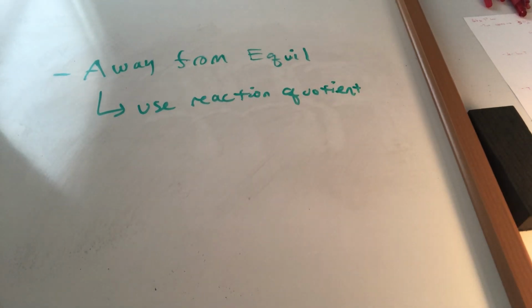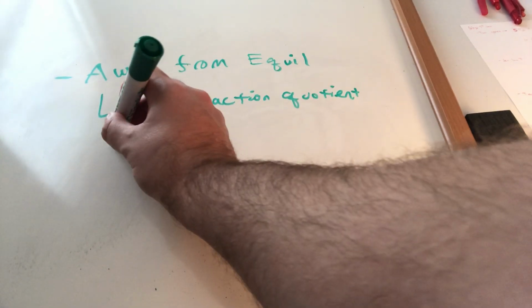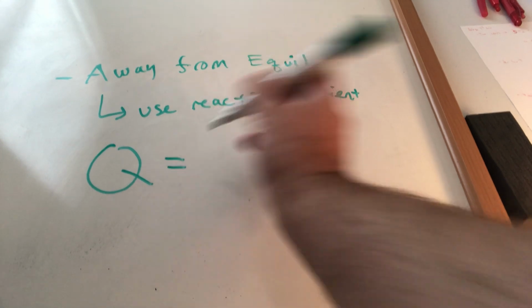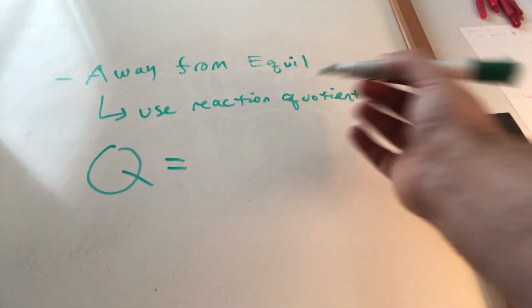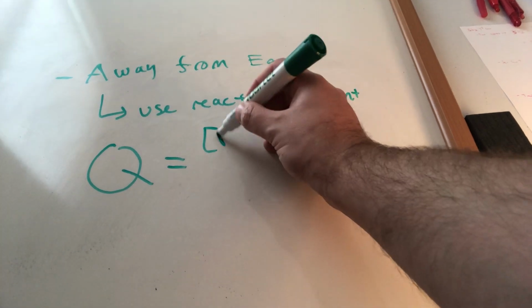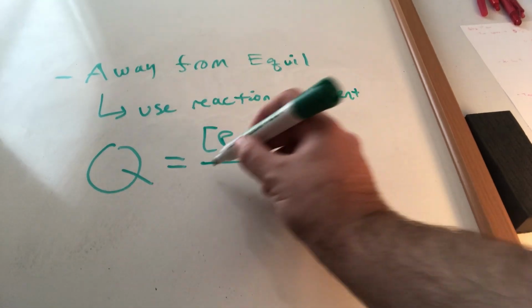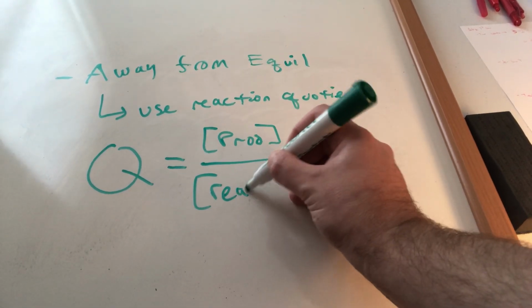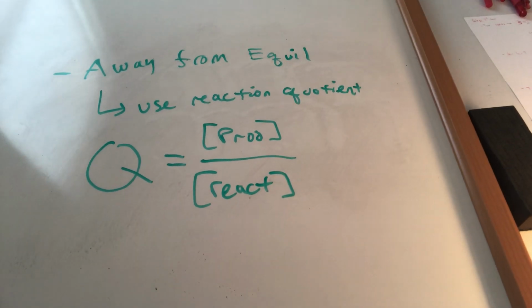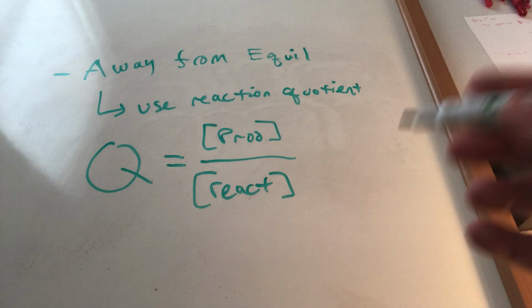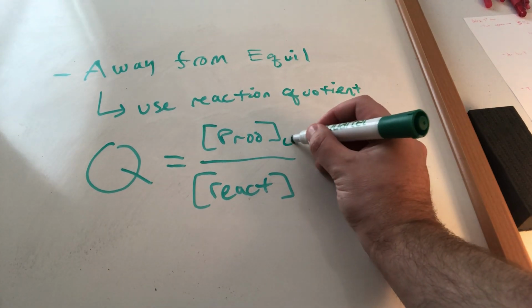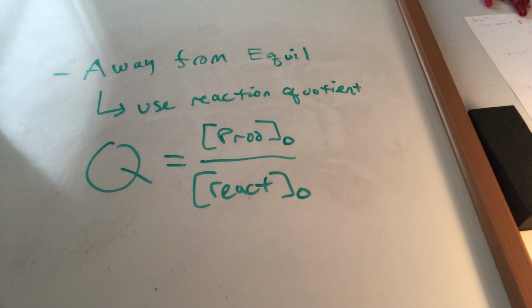And this goes back to the idea that K is a target. And if K is a target, then we define Q as having the same functional form of K. So the way that you calculate a Q is you use your product information on the top, you raise the stoichiometric coefficients as needed, you put your reactant information on the bottom, you raise the stoichiometric coefficients as needed. It's the exact same functional form as K, right? The only difference is that you're using initial information, you're using setup information, okay?